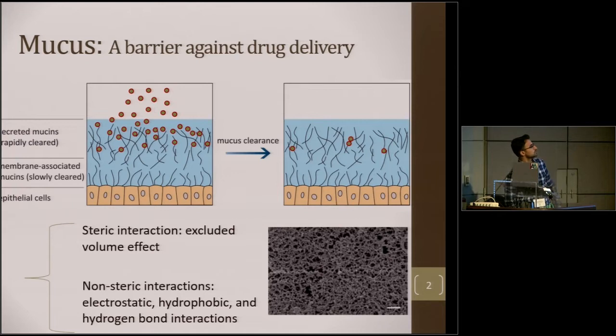There are two types of interactions between a nanoparticle and mucins: either a steric interaction, or excluded volume effect, and all other non-steric interactions like electrostatic, hydrophobic, hydrogen bond, etc. We aim to understand the physics behind this process and how they affect each other.